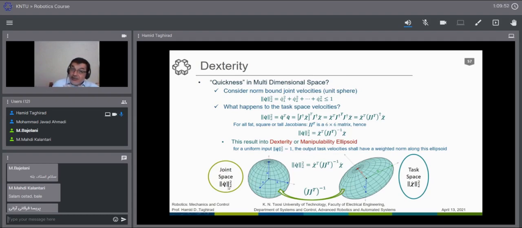Either this square or this sphere will result in an ellipse. All uniform velocities will go to very different rates of the ellipse. This means that if we have a uniform velocity at the actuators, we might have non-uniform velocity at the end effector. Very, very fast velocity at the end effector, in a certain direction.